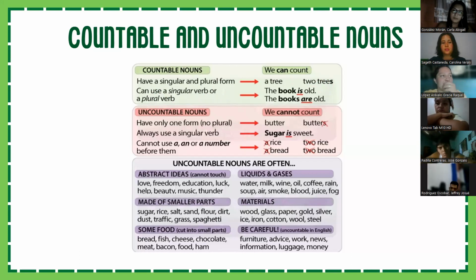Tenemos el ejemplo ahí. One book, singular form. And we have the plural form of the verb to be, which is are. The books are old. You see? Book con la S porque estamos hablando de plural y el verb to be para plural. The books are old. The apple is delicious. The apples are delicious. So los countable nouns sí los podemos usar así. Singular and plural y también con el verb to be in singular and plural.